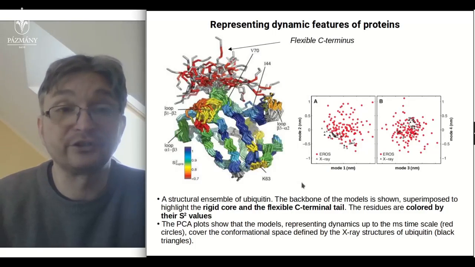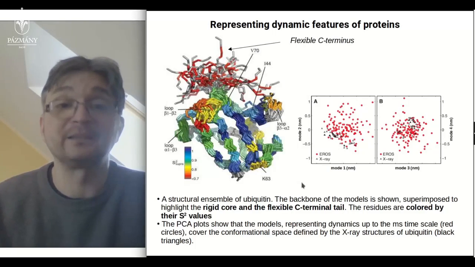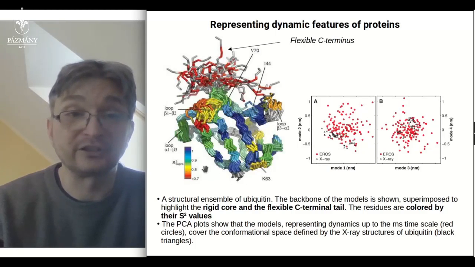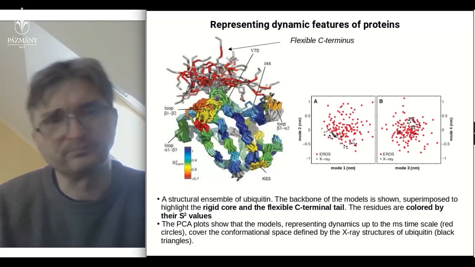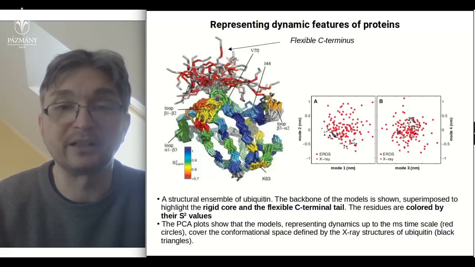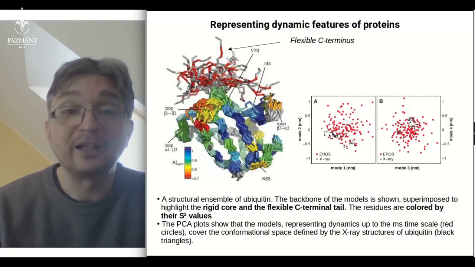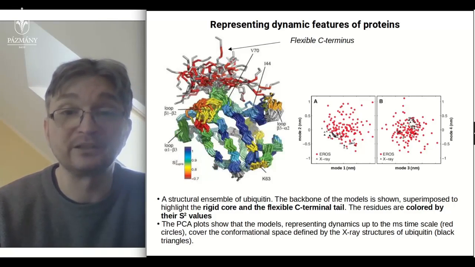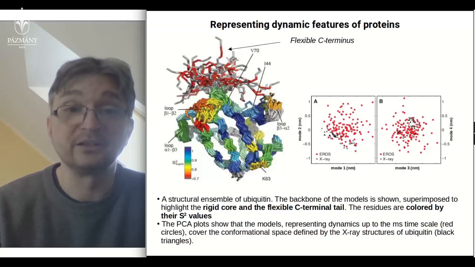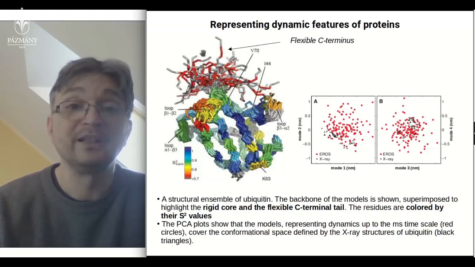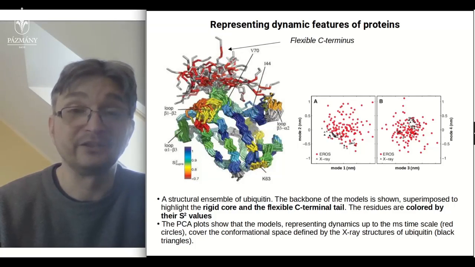How does such a structural ensemble look like? This is another example of ubiquitin. We have a number of structures here, some over 100 structures are depicted. The coloring scheme is according to the S-square order parameter, and it shows that we have a relatively rigid core of ubiquitin, and the C-terminal end of the protein is quite flexible.